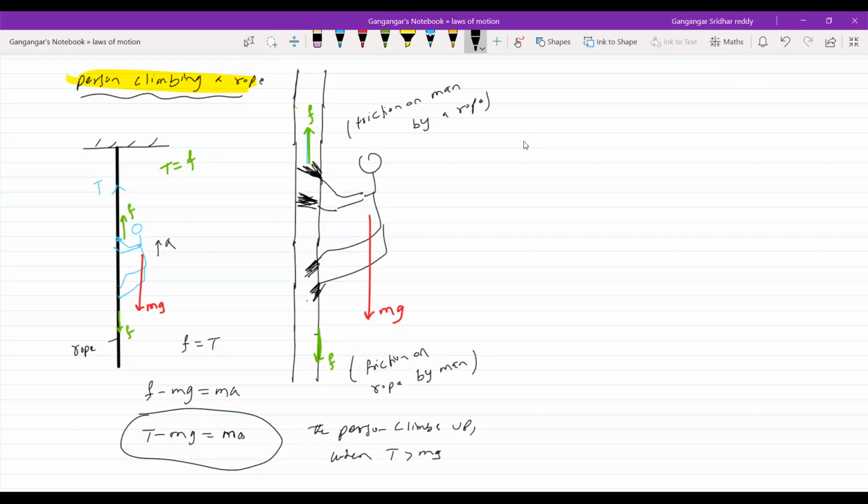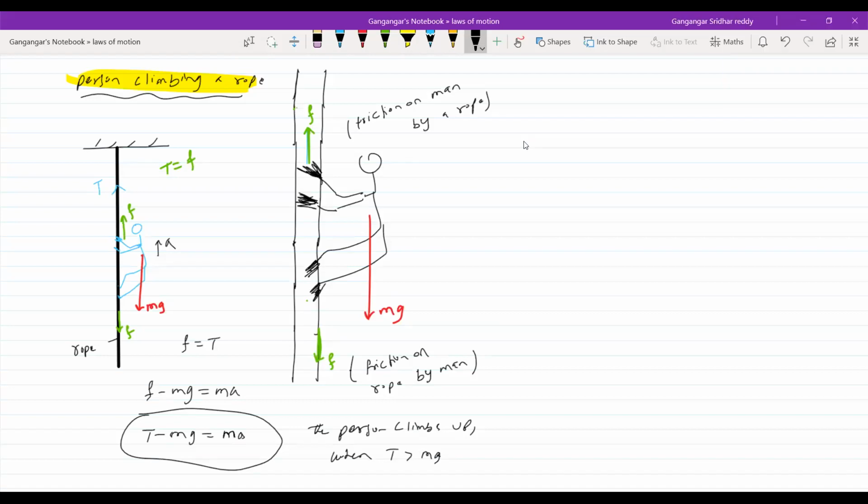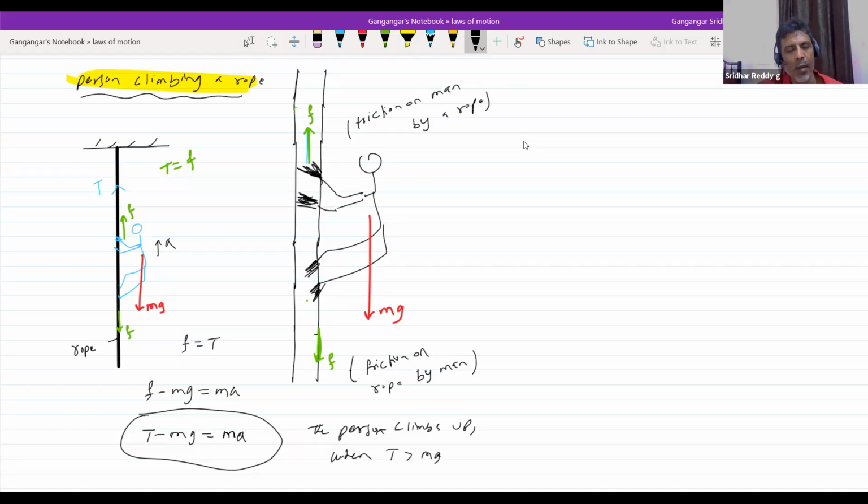Better is what you say: you should press the rope so hard that the friction is greater than the weight, then he starts climbing up. So indirectly we are just saying that if the tension in the rope is greater than his weight, he'll climb up. If he applies a friction that is less than his weight, then he will slide down.